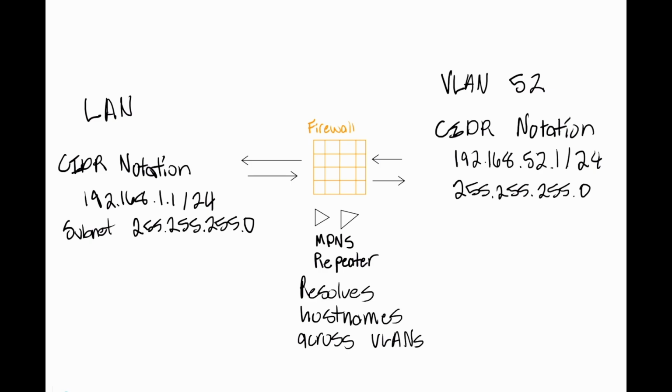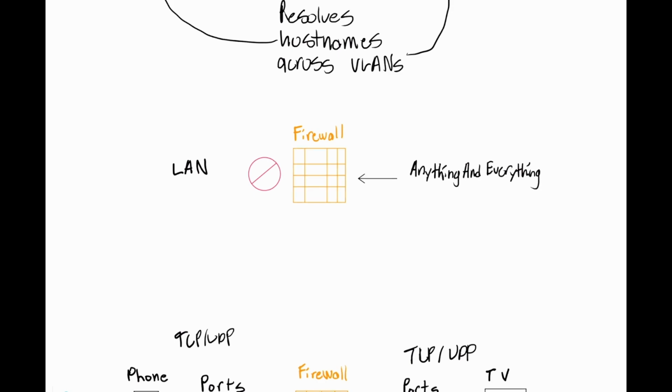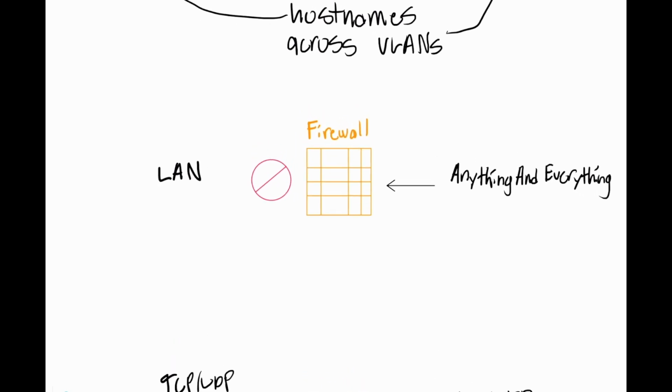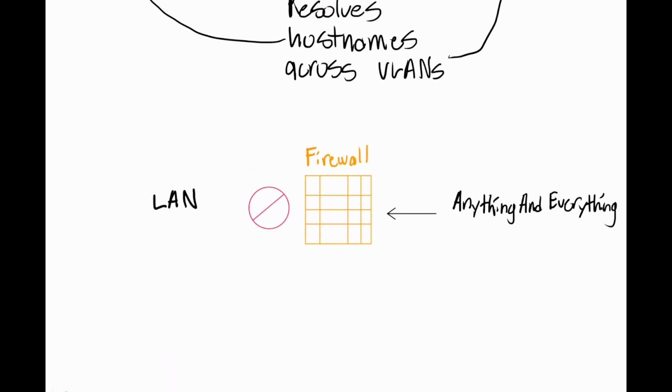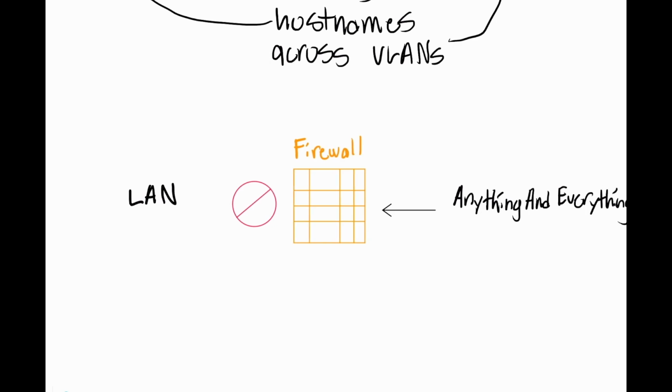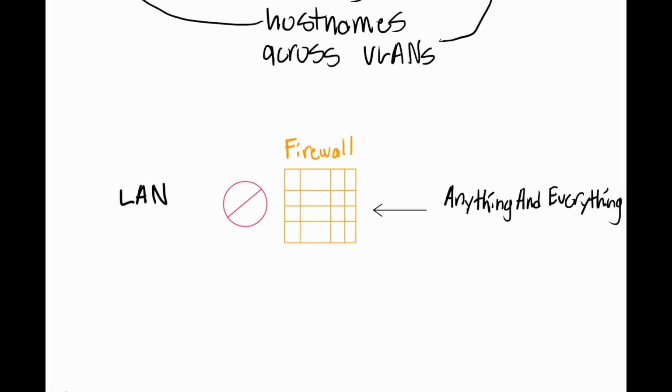And this mDNS repeater is going to be connected to both networks, so the LAN and the VLAN. And it's going to be used in the firewalls. So let's scroll down here. And here we can see the LAN and then the VLAN that's called anything and everything.